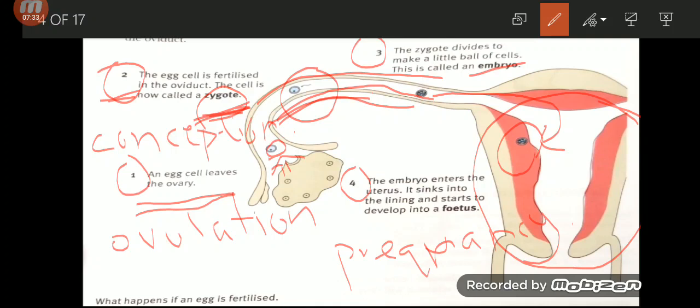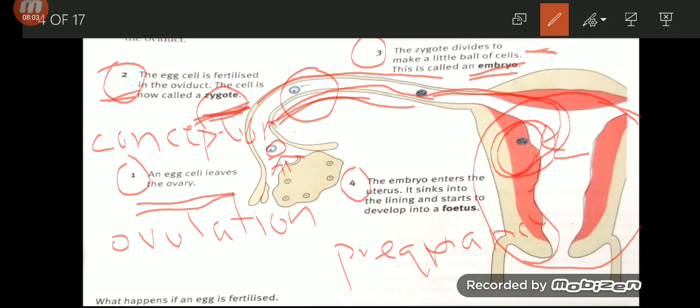Then the zygote divides to make a little ball of cells, and this ball of cells is called an embryo. And then this embryo goes into the lining of the uterus and is implanted there. This process is called pregnancy. Okay, so now I hope you know the difference between conception and pregnancy, and it takes 9 months for the embryo to become a fetus, and then the fetus will become the baby.